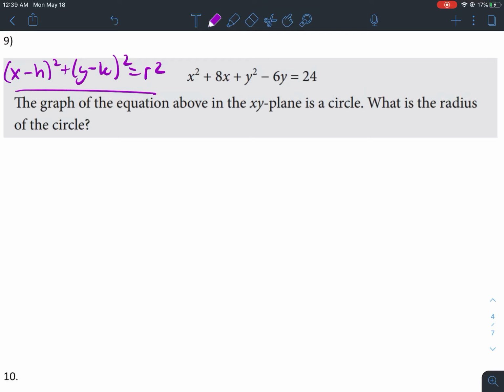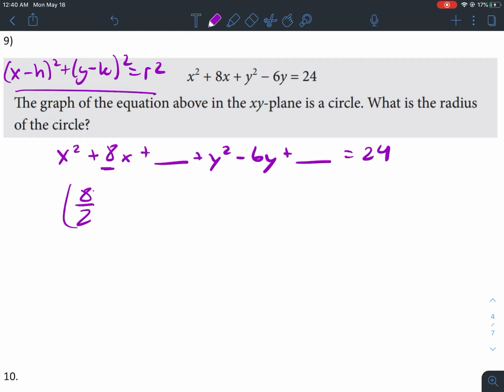In order to get it to look how we want it to, we have to do what is called completing the square. To do that, we do x squared plus 8x plus blank. We want to separate the x's together and then put the y's together. I leave these little blanks because I need to add numbers in to complete the square. I take the value attached to my x, divide it by 2, and square it. So 8 divided by 2 is 4, and 4 squared is 16. So I'm going to put a 16 there.